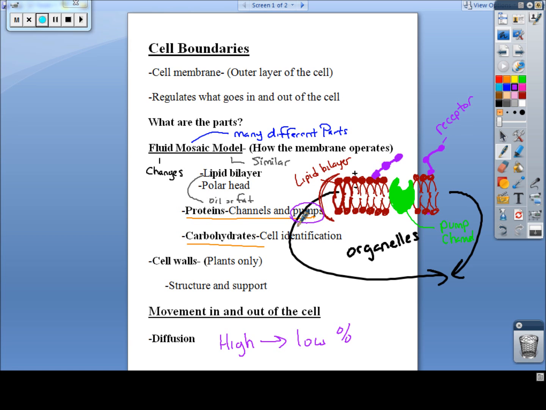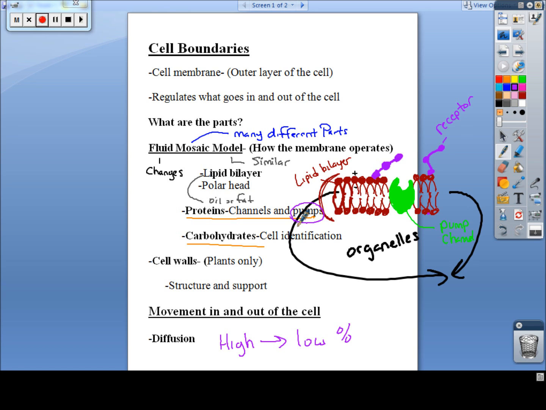Now, a pump is for when, say, you have a low concentration on one side and a high on the other, and you want to go from low to high. Well, you're going to have to use a pump to do that, because naturally it's not going to want to happen. It's going to want to go the other way. So they use pumps to do that.